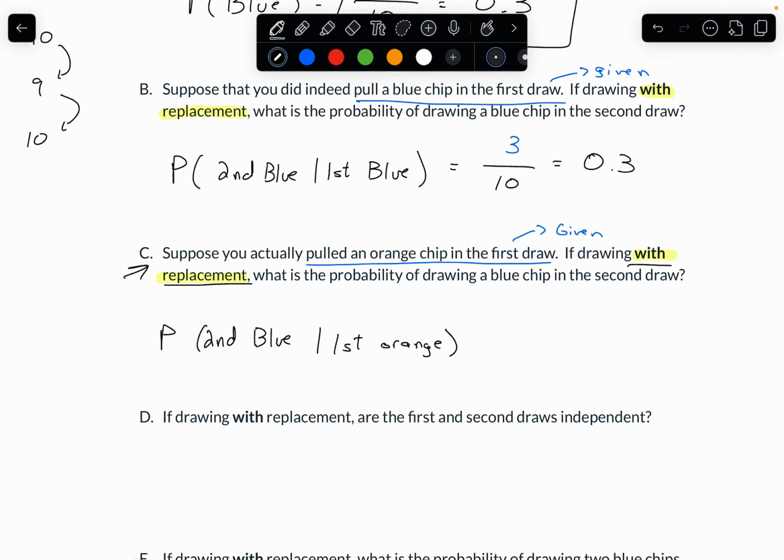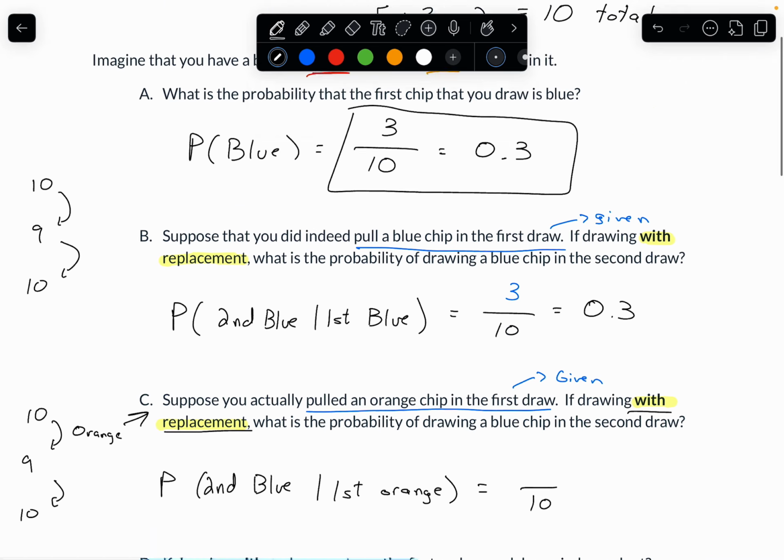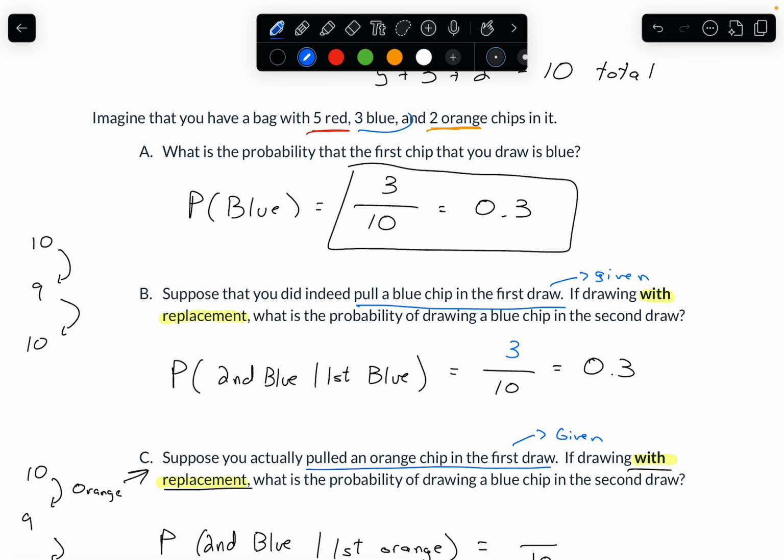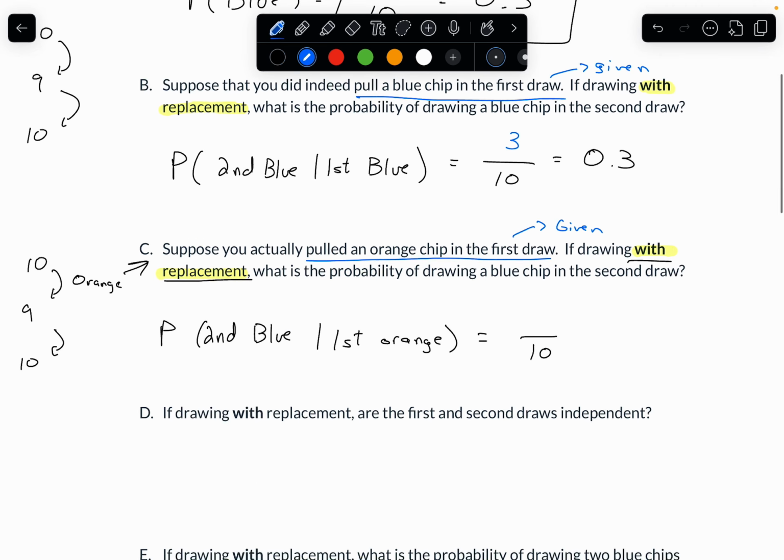So again, if I'm drawing with replacement, I take one out, and now I have 9 left. This one was orange, but then I put it back, and now there's 10 left for me to choose. So again, out of the 10 chips that are remaining in my bag, the first one, I didn't affect the blue chips at all. So if I go back and look, we said that there were 3 blue chips right here. So once again, 3 out of 10, or simply just 0.3.